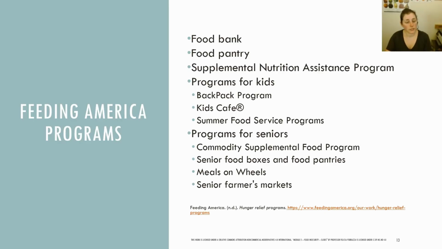There are many different types of senior food programs. The Commodity Supplemental Food Program, CSFP, is a federal program. It provides monthly food boxes to people 60 years and older. Senior food box programs are monthly boxes from local food banks. Senior food pantries, home delivery is available from food banks, food pantries, the local Meals on Wheels program. And senior farmers markets help seniors buy fruits, vegetables from local farmers markets.